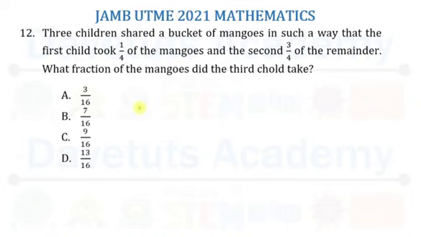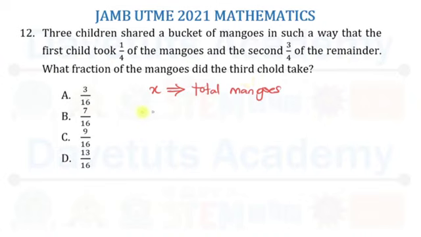In this question, a word problem on fractions, we are told that 3 children shared a bucket of mangoes in such a way that the first child took 1 over 4 of the mangoes, the second took 3 over 4 of the remainder. We need to note that it's not of the original share, it's of the remainder. Then we have to get the fraction of mangoes that the third child took. So if we take X to be the total number of mangoes, or total portion of mangoes.